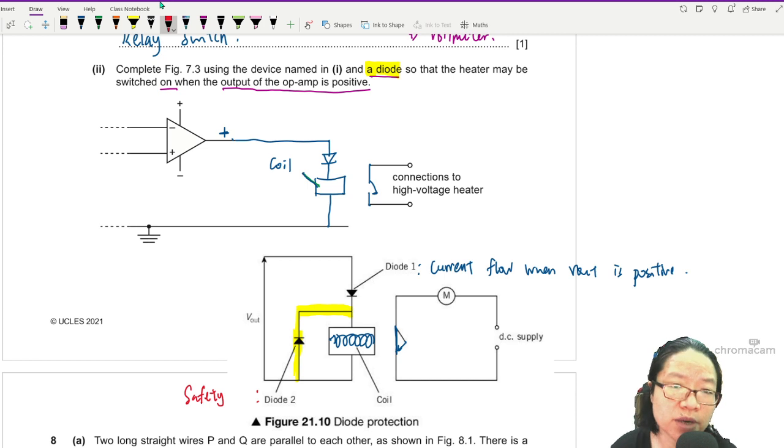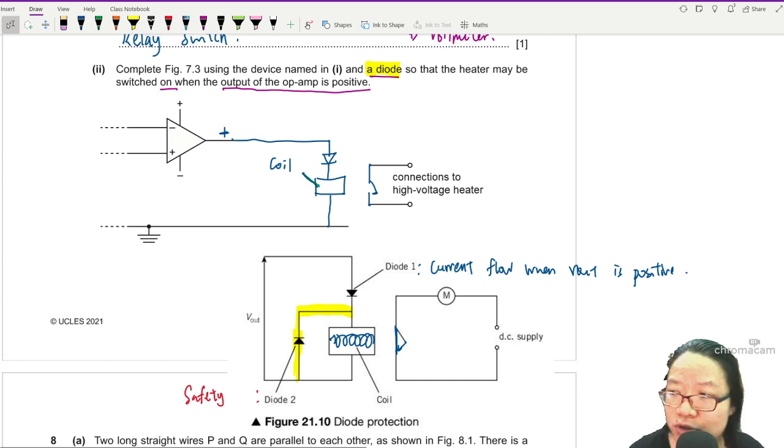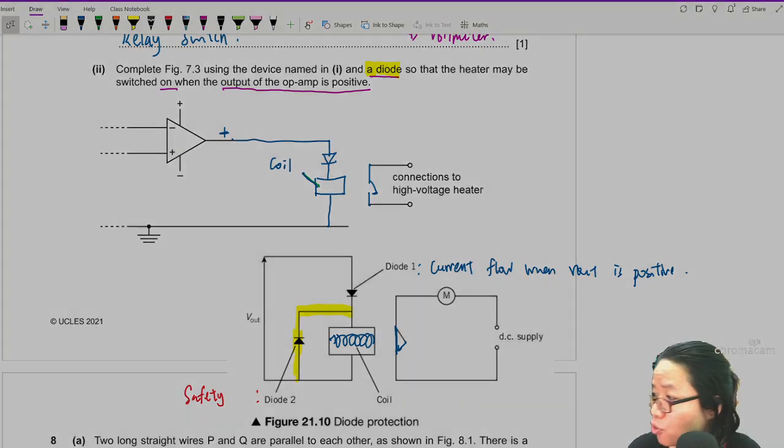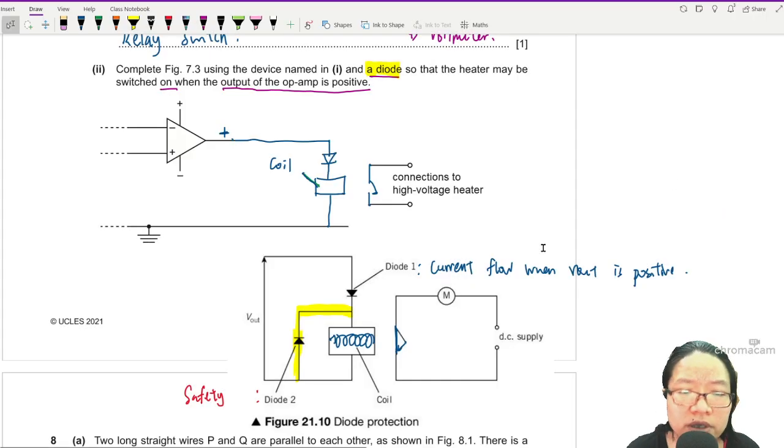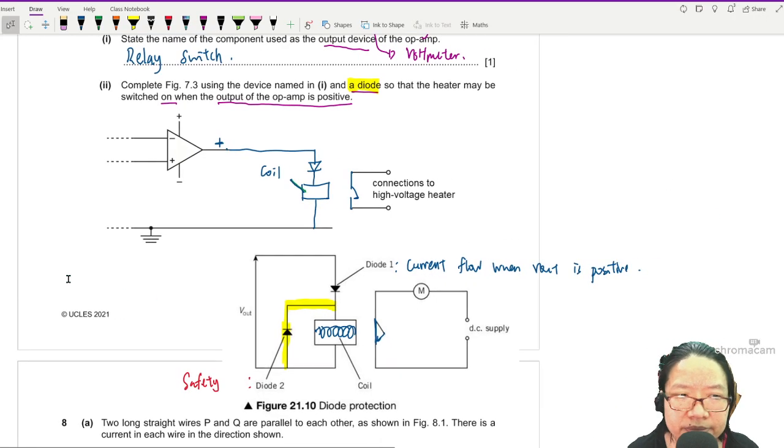Okay, what kind of safety are we talking about? Let's say, for example, you turn on the relay and you turn on the heater to boil some water, or let's say you want to turn on the heater to heat up your room because it's cold. And then after that, you want to turn it off, right? Because, you know, conserve electricity, save the earth and all that. And when you turn it off, what happens? What happens when you turn off the relay?